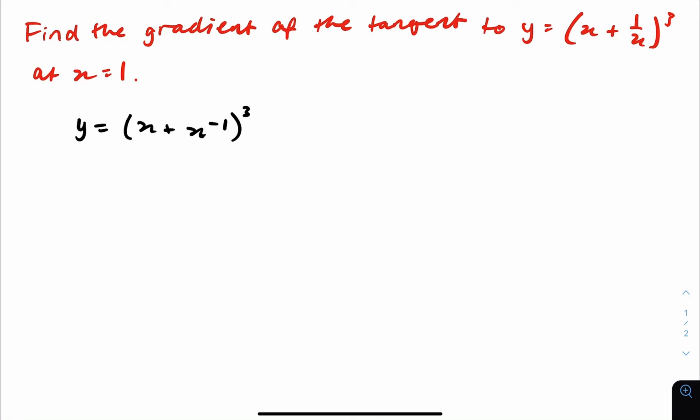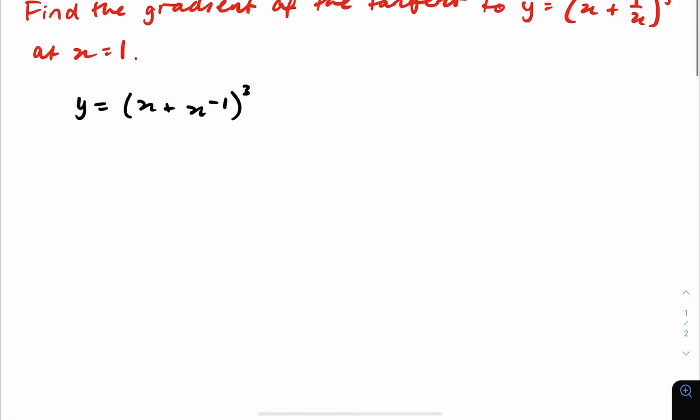So we're going to use the chain rule. And the chain rule basically says, let's differentiate whatever is in this bracket and then multiply it by the derivative of the whole thing. So let's say y is equal to u cubed. Well then, dy over du is equal to 3u squared.